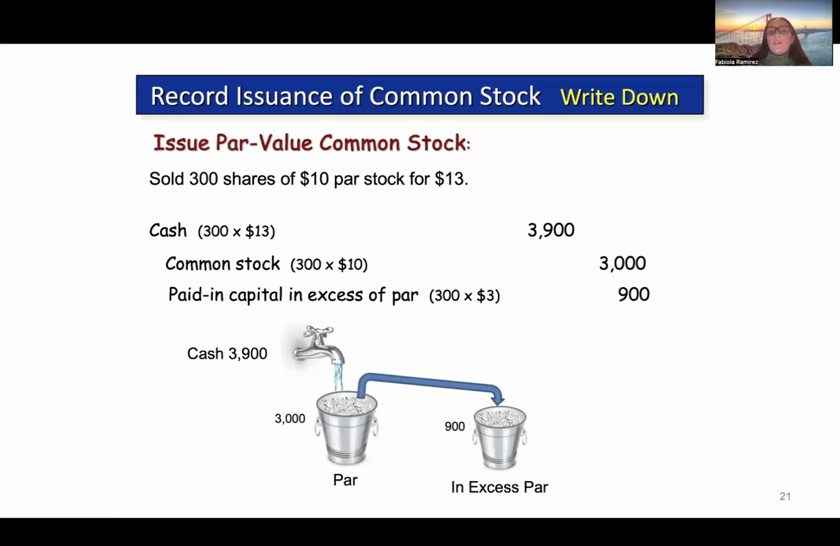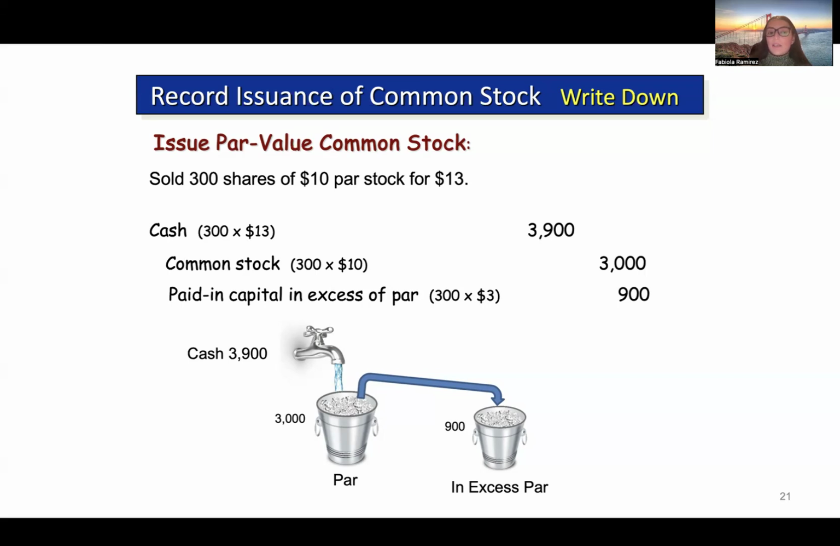When common stock is issued from a company, there are two important numbers. The first one is the par value of stock. That is what we are going to be recording the stock for, because that is what it's valued as. However, just because it's valued at $10 and we put a set value on this stock, that doesn't mean that's what it's going to sell for out in the open market. So in this example, we go over a sale of 300 shares of $10 par stock for $13.